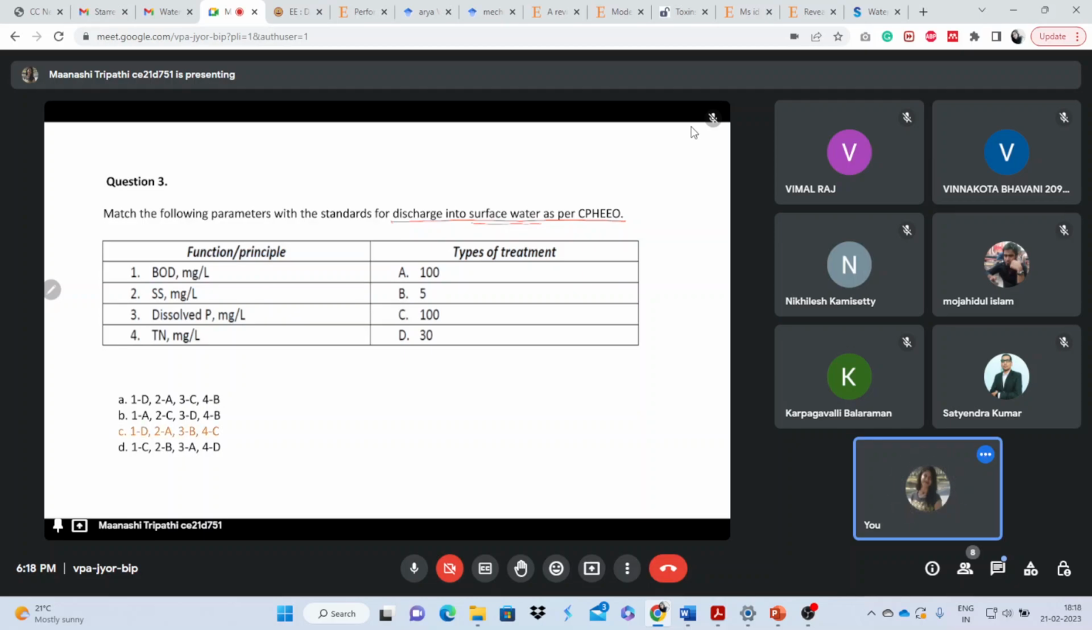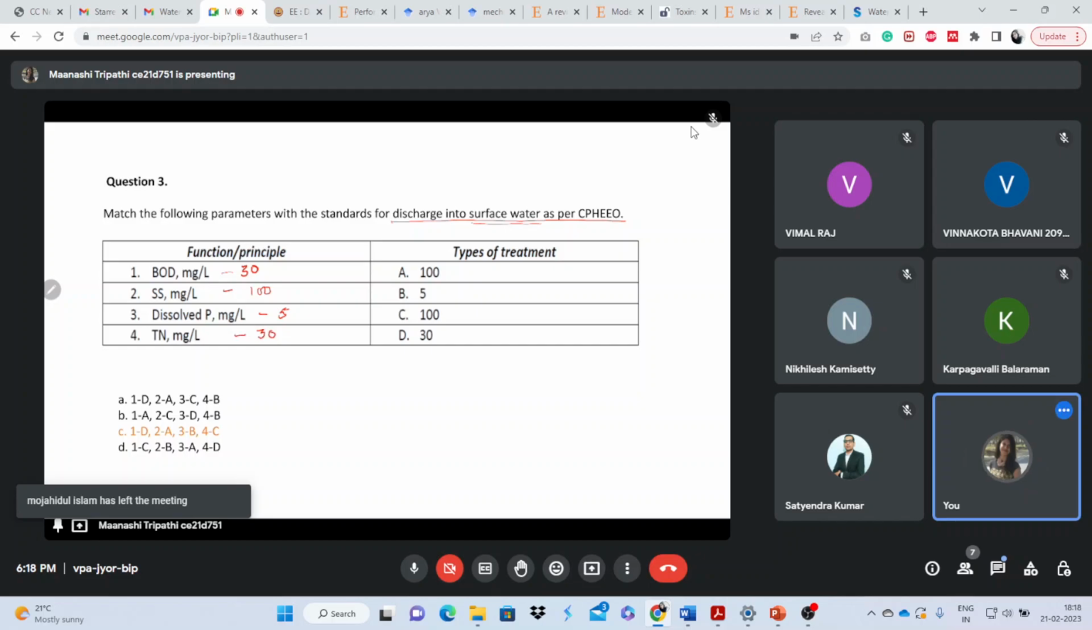Okay, we'll see the solution now. The solution is C. BOD 30, suspended solids 100, dissolved phosphorus is 5, and total nitrogen is 30. I had written it correctly but spoke it wrong. Now, we are monitoring BOD and suspended solids. If the BOD is very high, the oxygen will reduce. If the suspended solids are very high, the water will become very turbid.